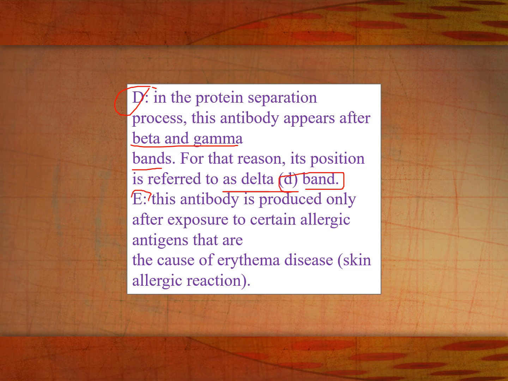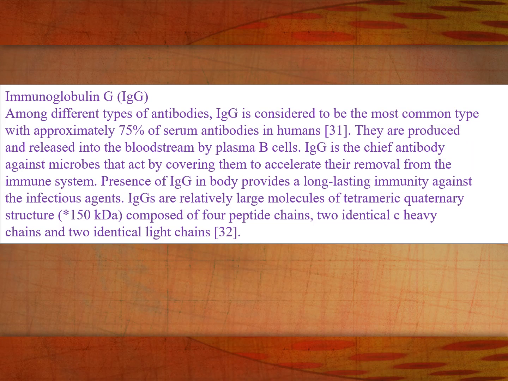E. This antibody is produced only after exposure to certain allergic antigens that are the cause of erythema disease, a skin allergic reaction. Immunoglobulin IgG. Among the different types of antibody, IgG is considered to be the most common type, with approximately 57% of serum antibody in the human. These are produced and released into the bloodstream by plasma B cells.